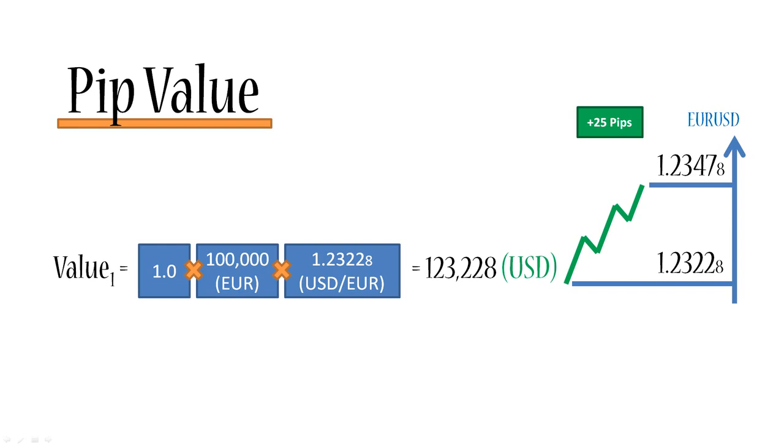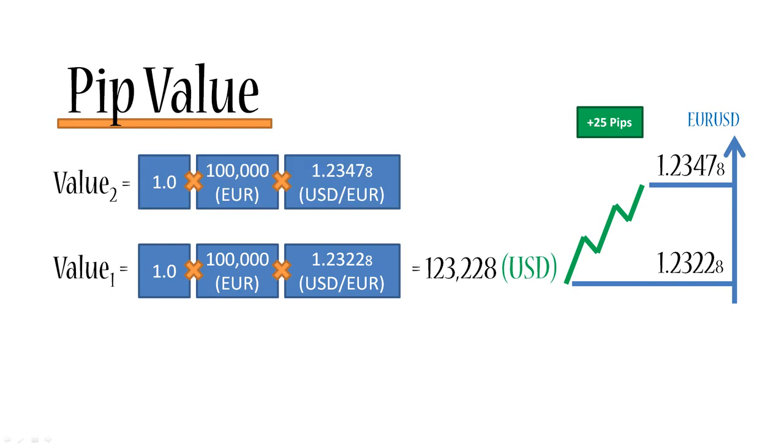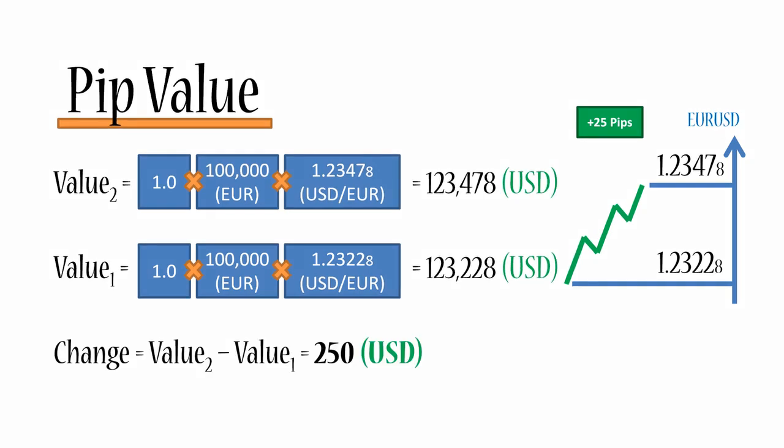Now let's calculate the value at point 2 at the top. Value at point 2 is calculated in a very similar fashion. 1 lot times 100,000 euros times 1.23478 per euro. So here we're using the new price. And the new value is $123,478. Now let's calculate the change in value. The change in value is equal to value 2 minus value 1. And in this case, it's $250.